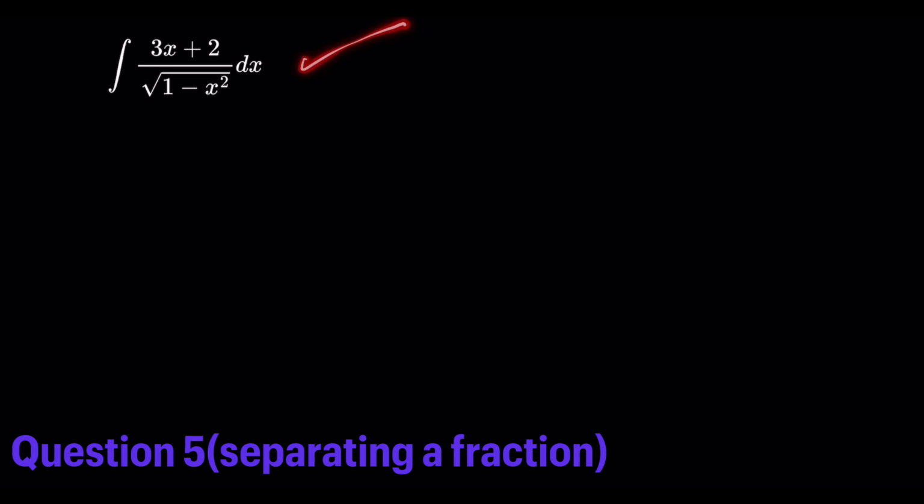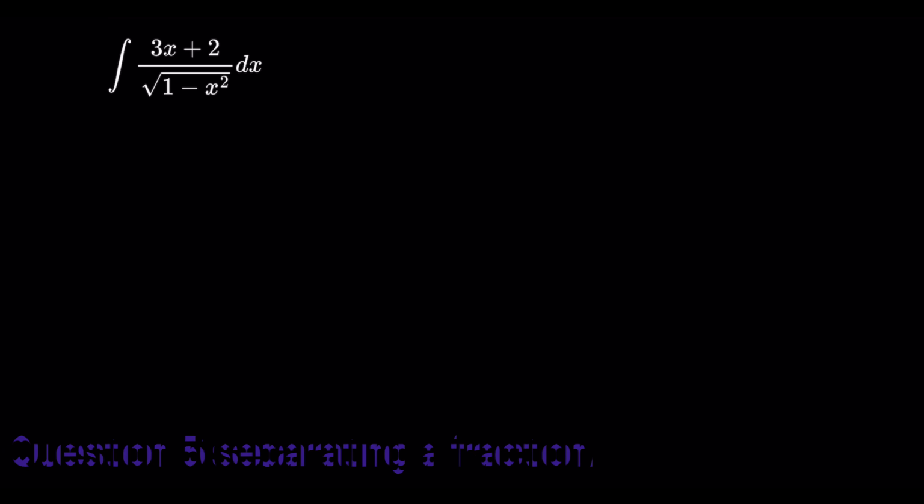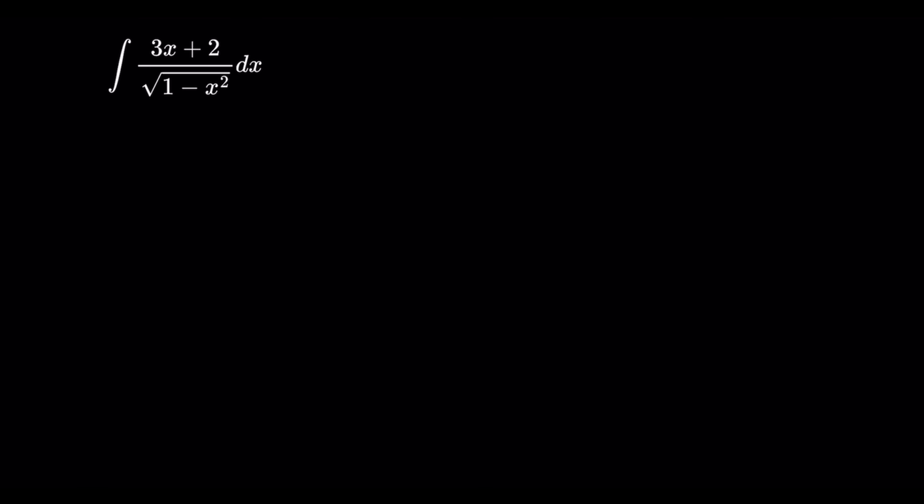Now let's do this example. This is a fraction where the denominator has a square root. Our goal is to integrate this step by step, just like we did before. First, we are going to be placing the denominator inside the box and see if its derivative is found in the numerator. So let's do that.